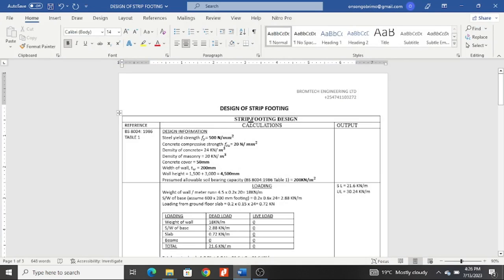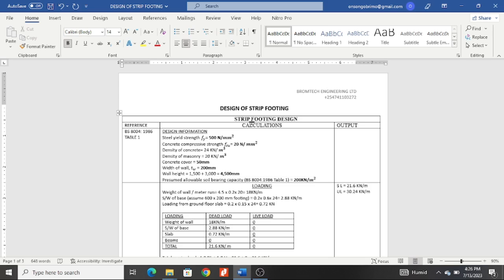Once you want to design your strip footing, first of all you should know where your strip footing is supposed to be designed. Strip footings are normally designed for masonry. The loading that comes from masonry is transferred to the foundation through strip footing, similar to the way pad footings transfer the loading of columns to the foundation. So we are going to start from the beginning.